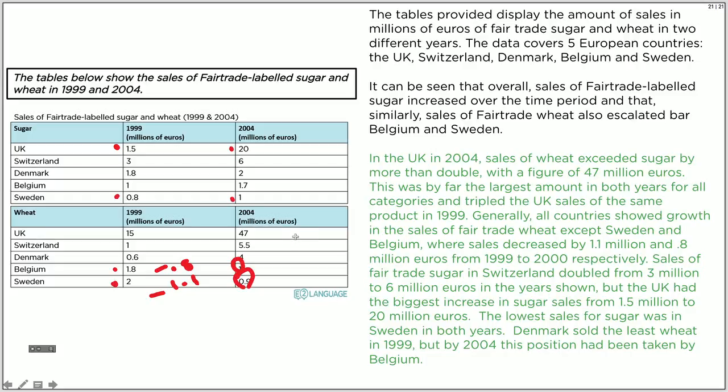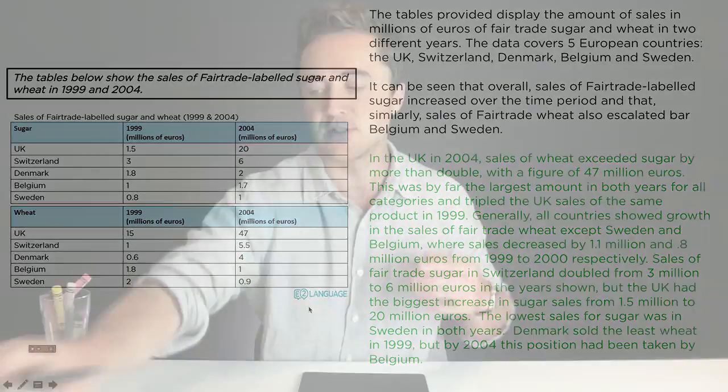Denmark sold the least wheat in 1999. Here we are back down here. But by 2004, this position had been taken by Belgium. So Belgium actually sold the least wheat. So again, there's many different ways you can do this.